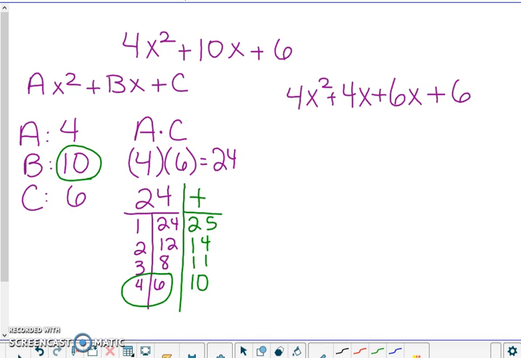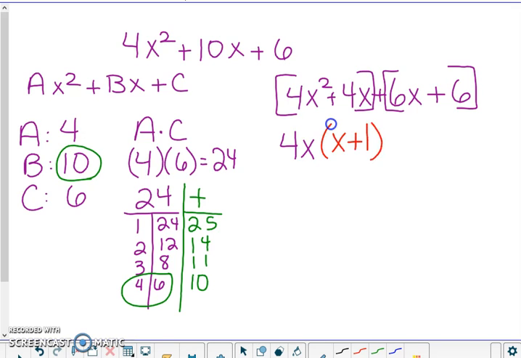And now I'm going to group them. And the way I'm going to group them, I prefer to use brackets. You can use parentheses. But since we use parentheses for other things in factoring, I prefer to use brackets. And then we're going to factor out the common factor. So the common factor for 4x squared and 4x is 4x. Both of them can be divided by 4x, which leaves us with x plus 1.